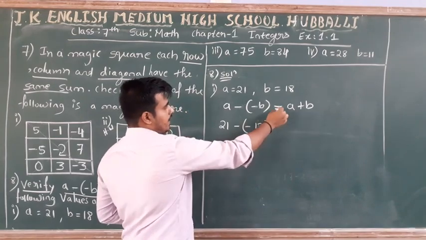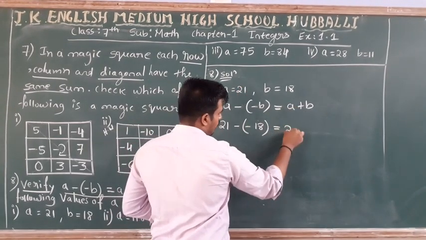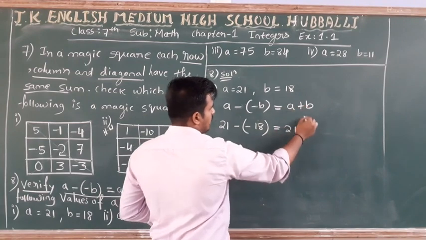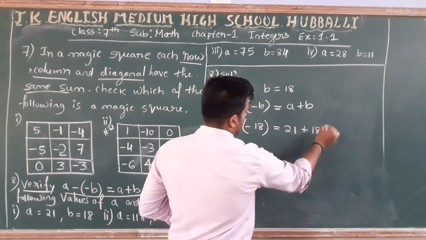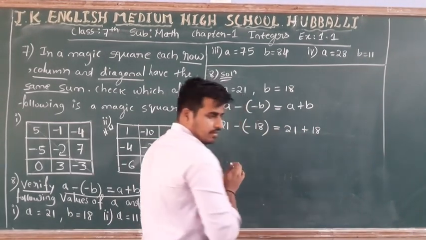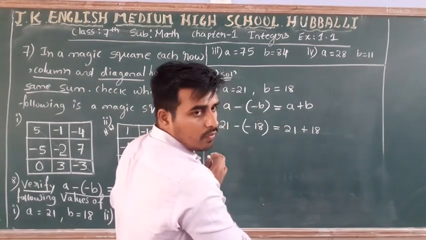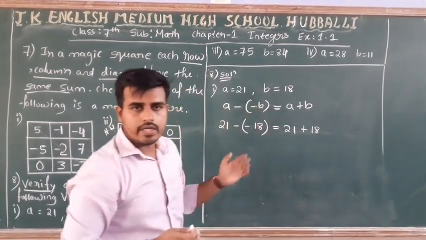18. Close this bracket. Equality sign. In place of a, 21. This plus as it is. In place of b, 18. Okay. This part is known as LHS. It is on the left side of the equality sign. This is RHS. Now solve individually.